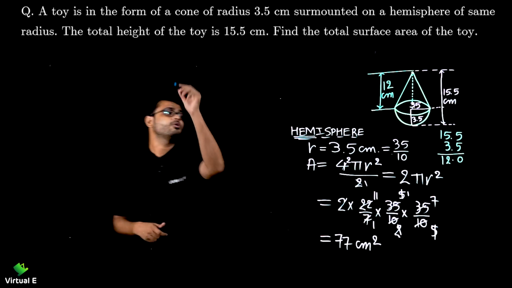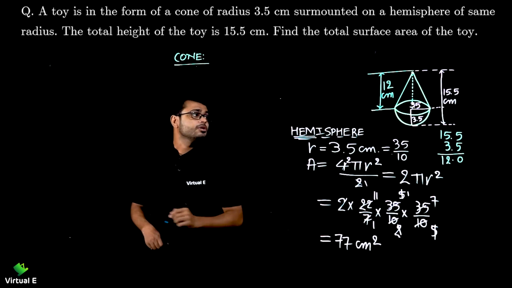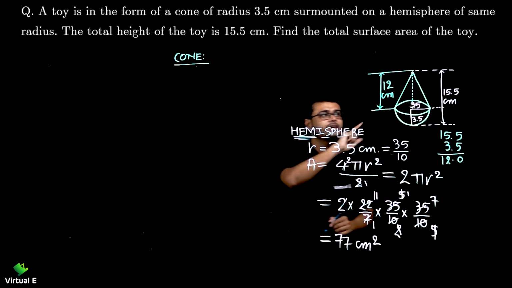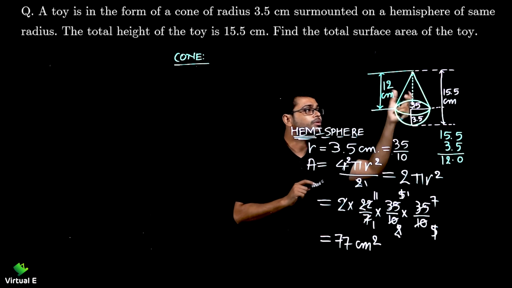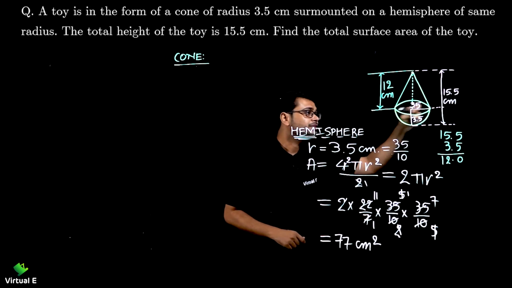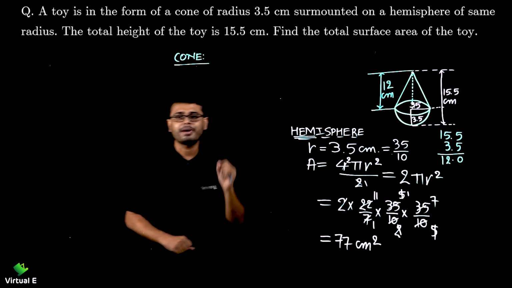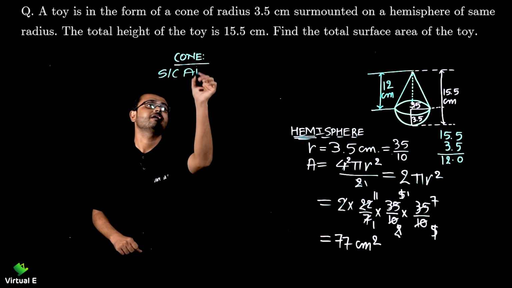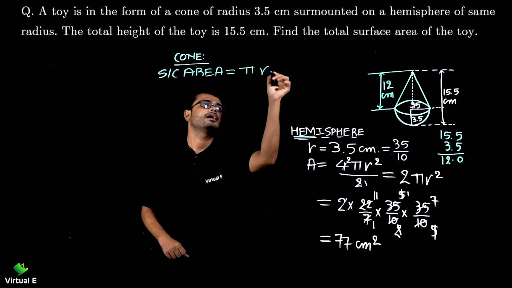Now let's start for the cone. So let's give the title cone. To find the surface area of the cone, we have a formula. Remember, we are not talking about the TSA. We only want the outer surface area. We don't want the base, which is in the form of a circle. We are not going to consider this circle, right? We are only going to consider the CSA, which is pi r L. So surface area is equal to pi r L.